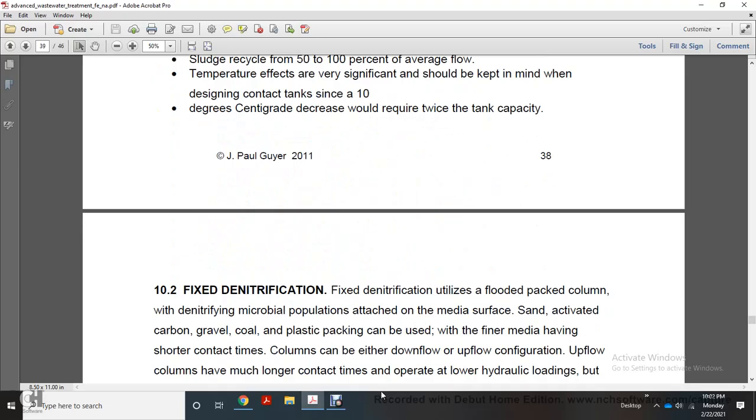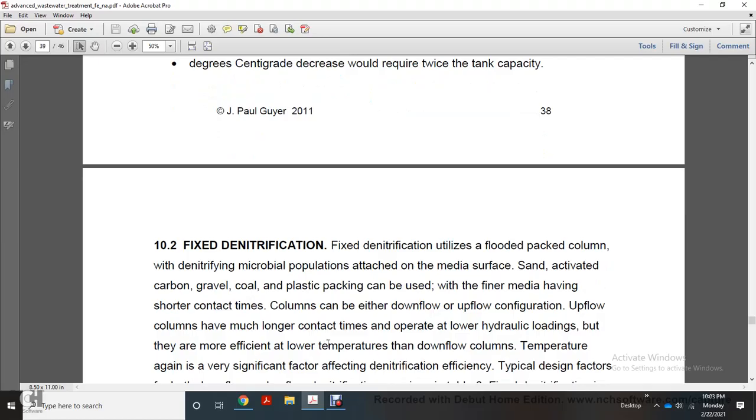Alright, fixed film denitrification utilizes a sludge packed column, with a denitrifying microbiological population on the surface of the media. Sand, activated carbon, gravel, coal, and plastic packing can be used. The intermediate media have shorter contact times. Columns can be either downflow or upflow configuration. Upflow columns have much longer contact times and operate at lower hydraulic loadings, but are more efficient at lower temperature than the downflow column. The temperature is again a very significant factor affecting denitrification efficiency.